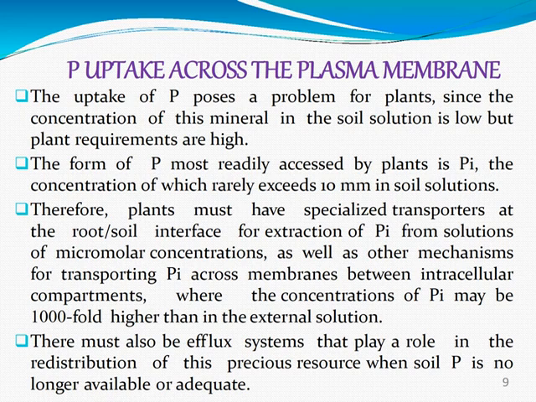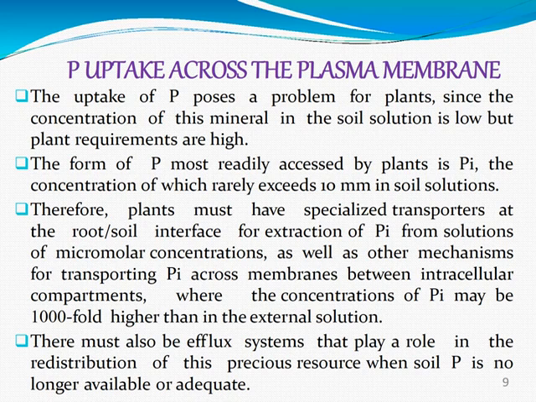The form of phosphorus most readily accessed by plants is ionic phosphorus, the concentration of which rarely exceeds 10 micromolar in soil solution. Therefore, plants must have specialized transporters at the root-soil interface for extraction of ionic phosphorus from solutions of micromolar concentrations, as well as other mechanisms of transporting ionic phosphorus across membranes between intracellular compartments, where the concentration of ionic phosphorus may be thousandfold higher than in the external solution.